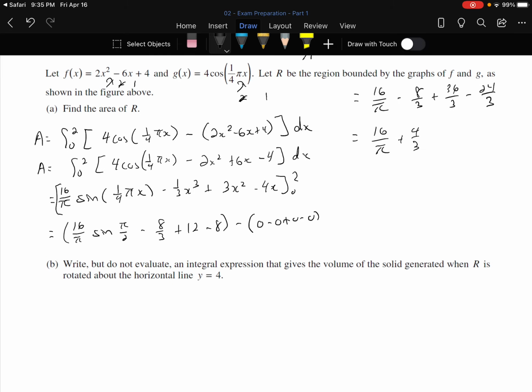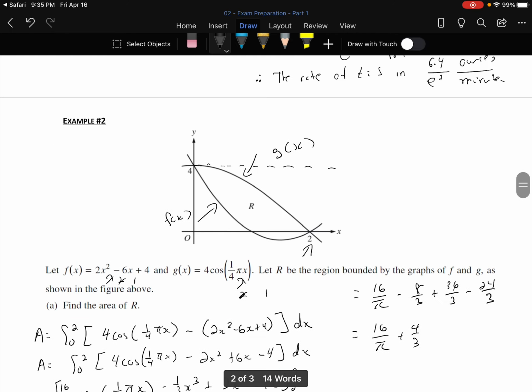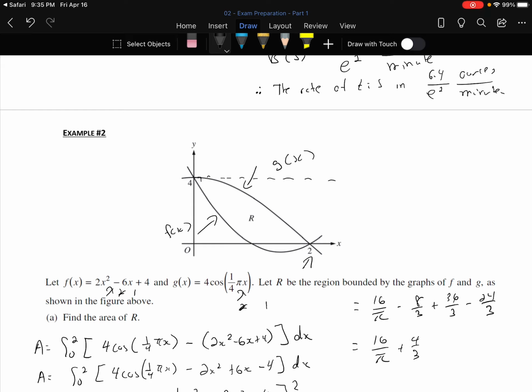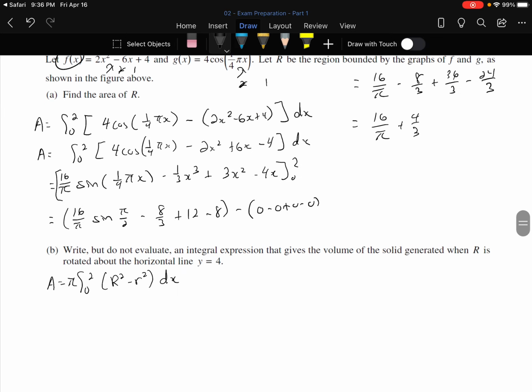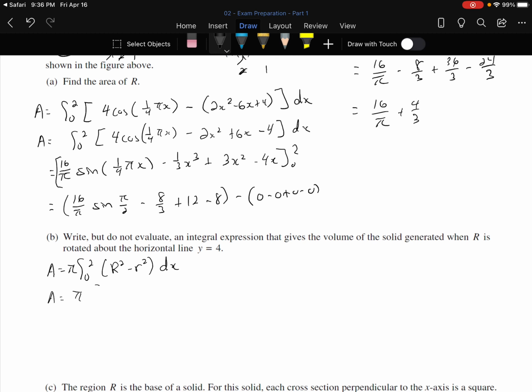And so here's, let me just get the formula for washers there. Integral from 0 to 2. I guess I could put the pi out there. R squared minus r squared, dx. And so the radius here, the outer radius will be that distance there, while the inner radius will be that distance there. So you've got to do some thinking here. The outer radius, which is the one that gets farther from the line y equals 4, is down to that f of x function there.